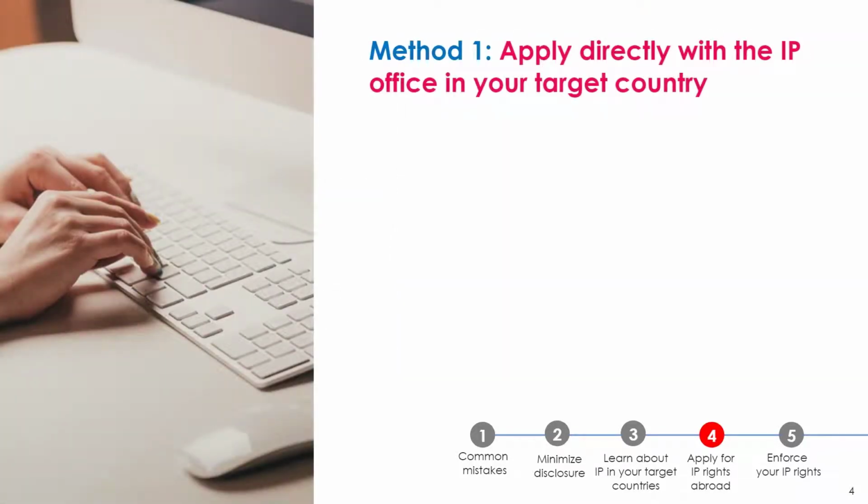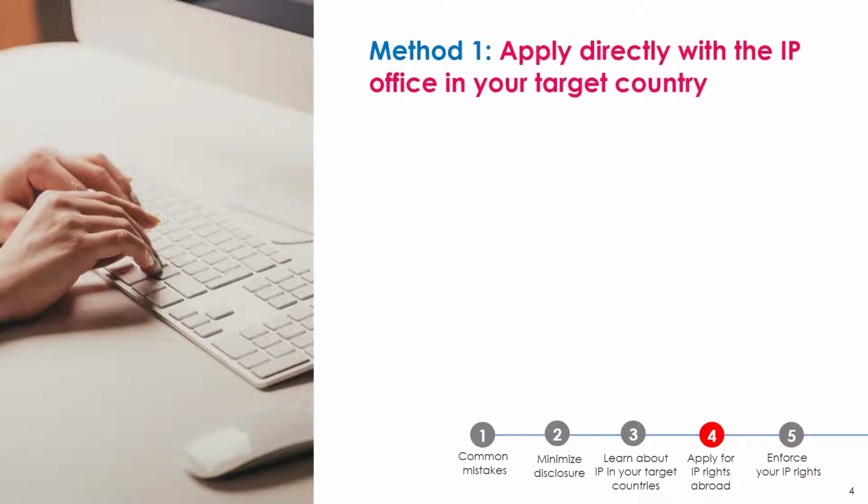If you know you only have a few territories or countries where you want to seek IP rights, you can seek IP protection directly with the IP office for that jurisdiction. After learning about IP in your target country, you now know which IP office you need to file your application with. It can be a good idea to take note of the kind of fees you will need to pay. For example, application fees, transmission fees, examination fees, translation fees, and so on.